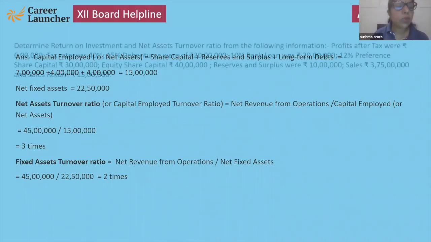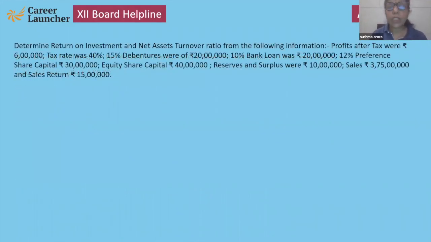Okay. Now next question, a very good question again. Determine return on investment. See, they merge two varieties, return on investment and net asset turnover ratio. This is a newly added topic again. Okay, see, the question is: profit after tax is given 6 lakh, tax rate was 40%.